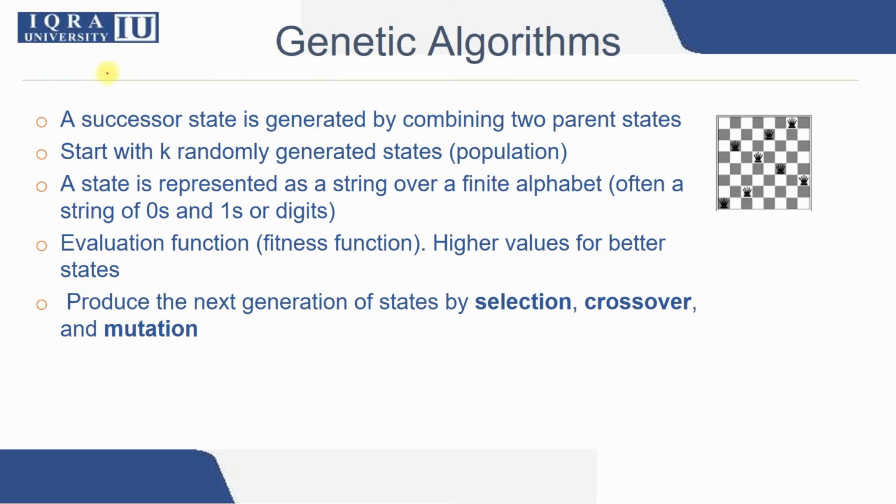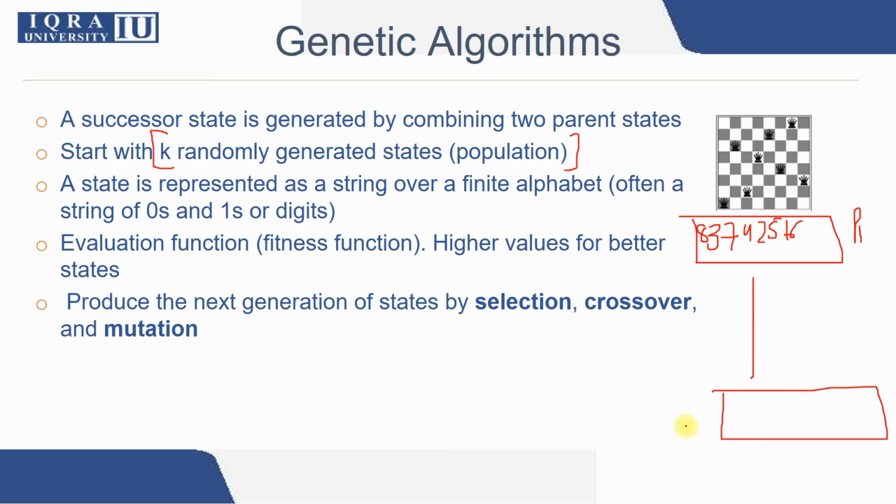Okay, so again what we do, we start with k randomly generated populations, each just a gene. For example, if this is the 8 queen problem, the DNA would be like this: what is the position of queen 1, queen 1 is 8, queen 2 is 3, queen 3 is 7, queen 4 is 4, queen 5 is 2, queen 6 is 5, queen 7 is 1, and queen 8 is 6. So this is the general DNA of a population. Let's call this P1. So we generate these n random populations.